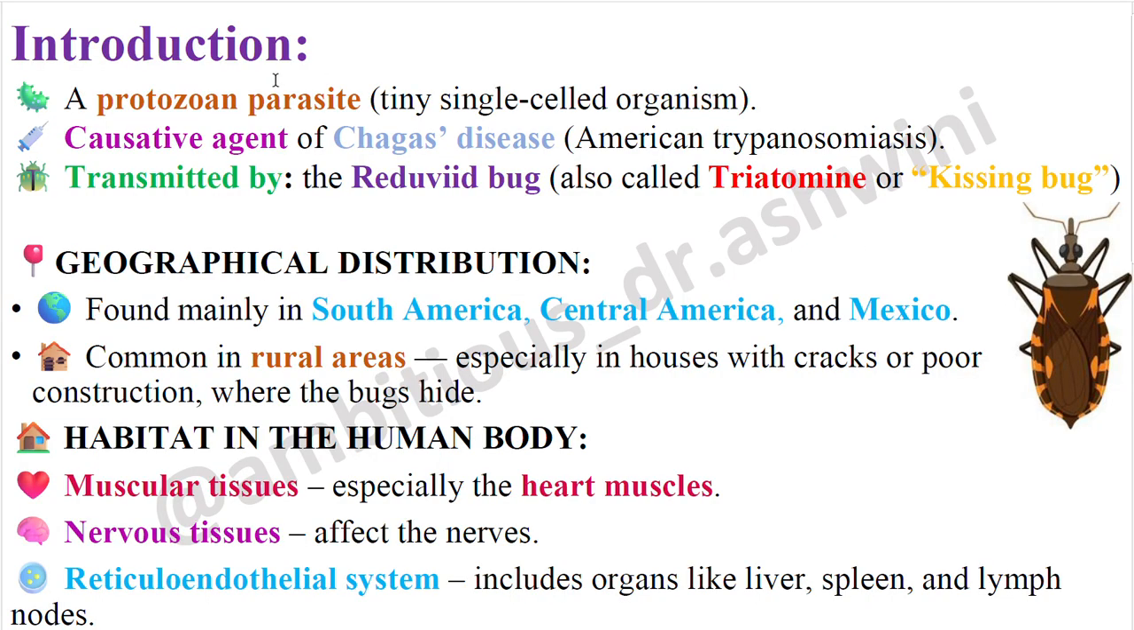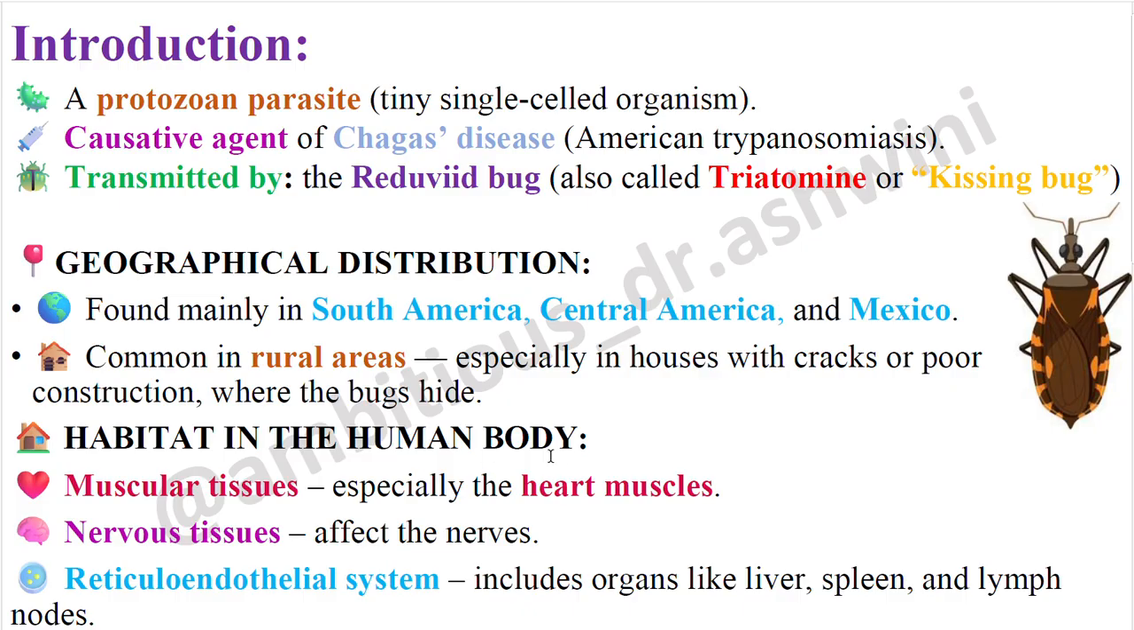Firstly, we will see the introduction. A protozoa parasite, a tiny single-celled organism, causative agent of Chagas disease, American trypanosomiasis, transmitted by the reduviid bug, also called triatomine or kissing bug. Geographical distribution: found mainly in South America, Central America, and Mexico. Common in rural areas, especially in houses with cracks or poor construction where the bugs hide.